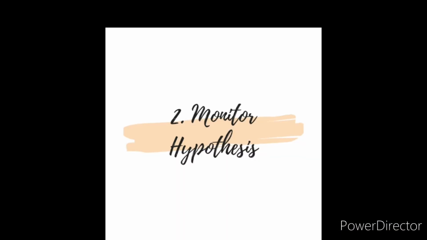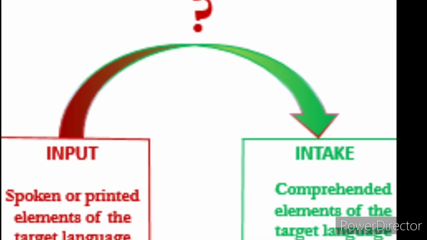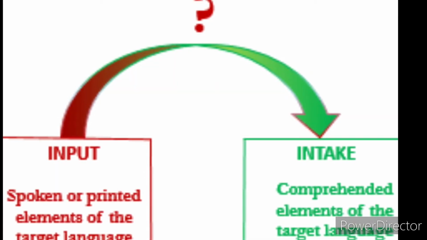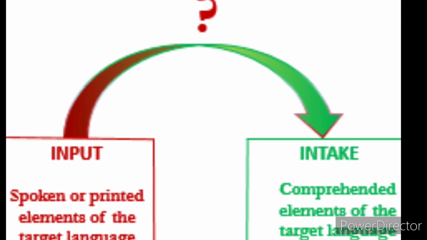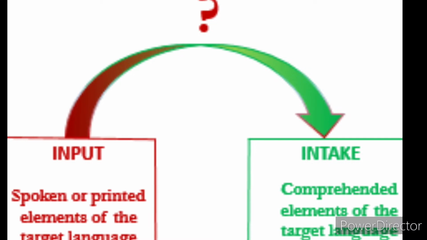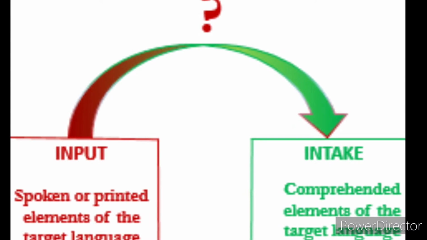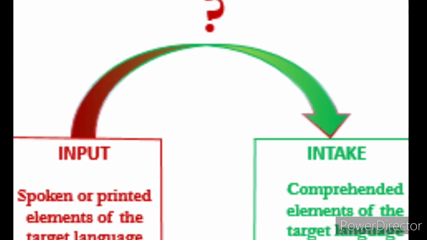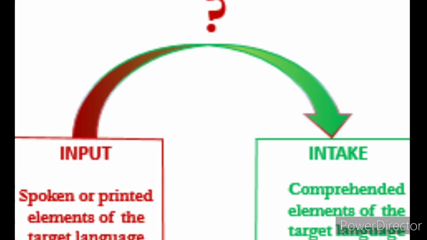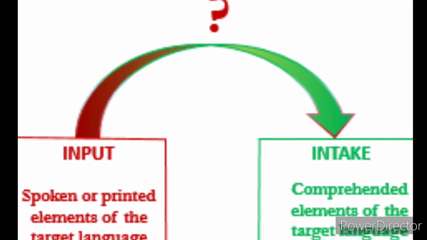The second hypothesis is the monitor hypothesis. It explains the relationship between acquisition and learning, and defines the influence of the latter on the former according to Krashen. The acquisition system is the utterance initiator, while the learning system performs the role of the monitor or the editor. This monitor acts in a planning, editing, and correcting function where 3 specific conditions are met.